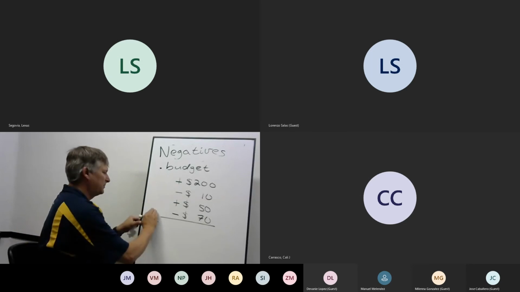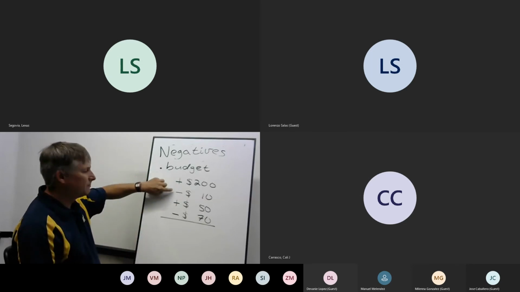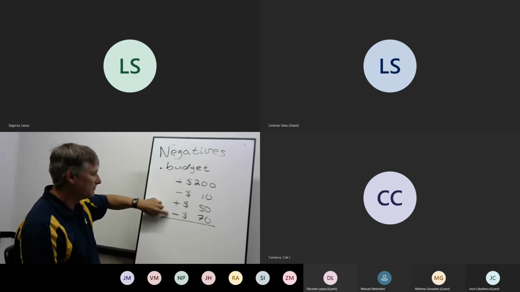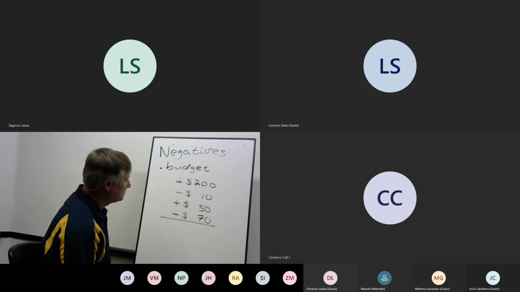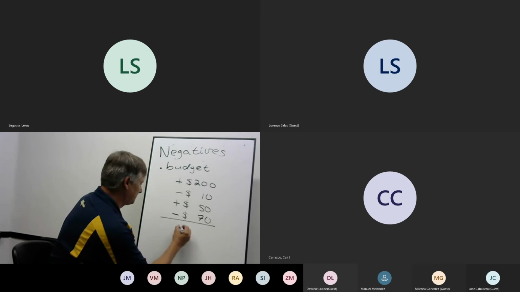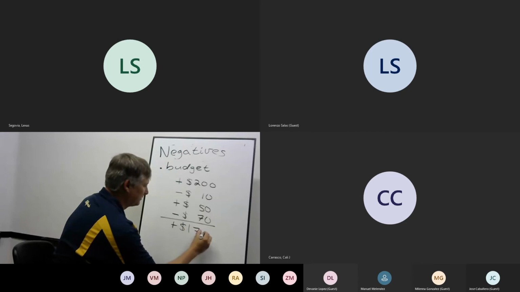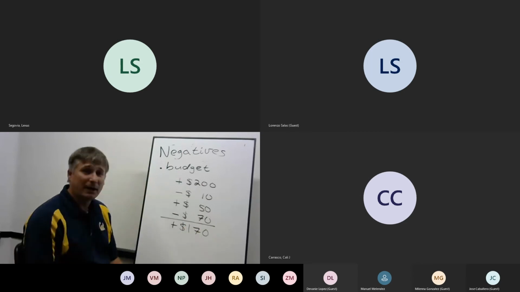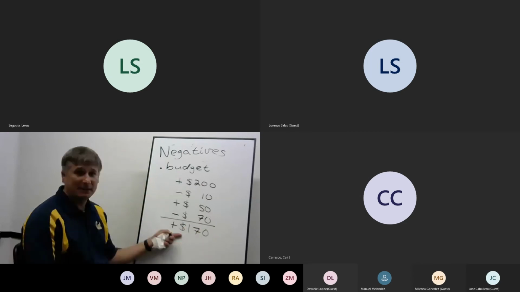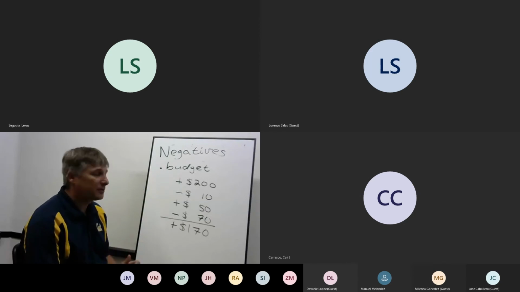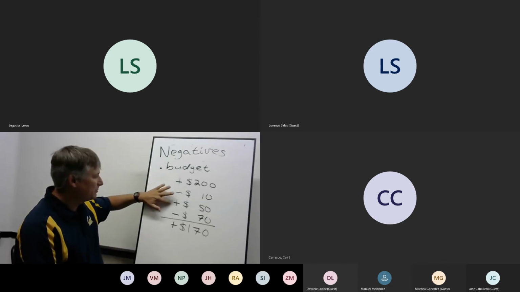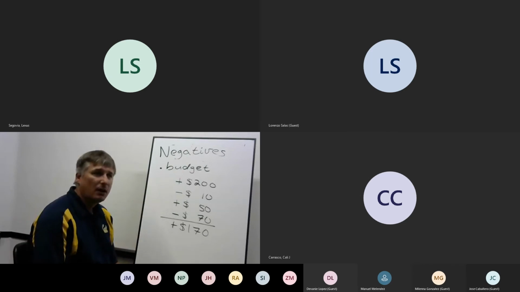So I'm going to get rid of this for now. 200 minus 10 plus 50 minus 70. So that's going to give us 190, 240, 170. So plus 170 in my account. So that's money I get to keep. It's not negative, so I don't owe anything. So we could do it this way: 200 subtract 10 plus 50 minus 70.